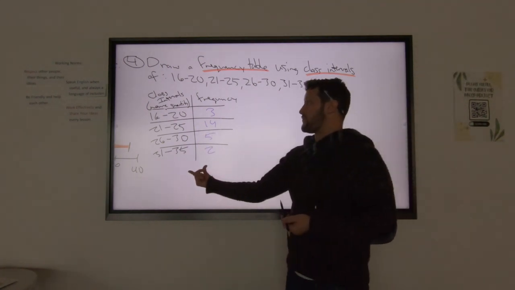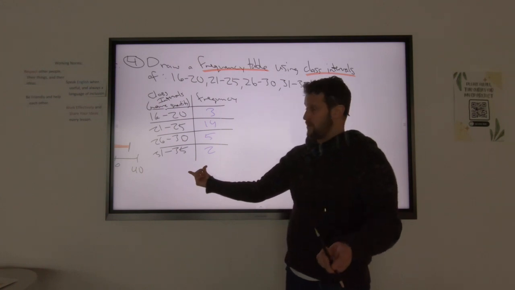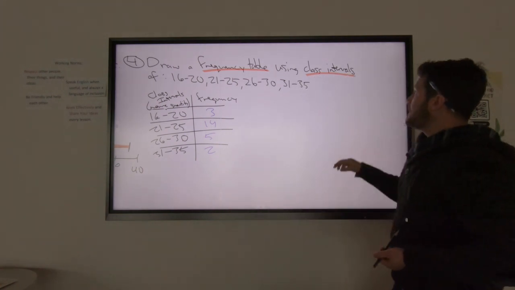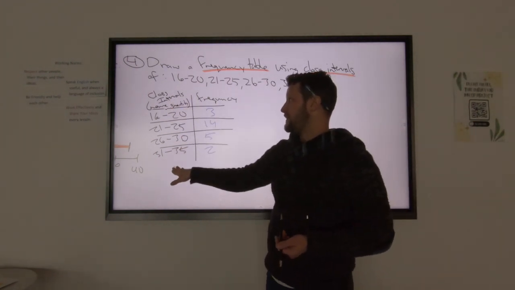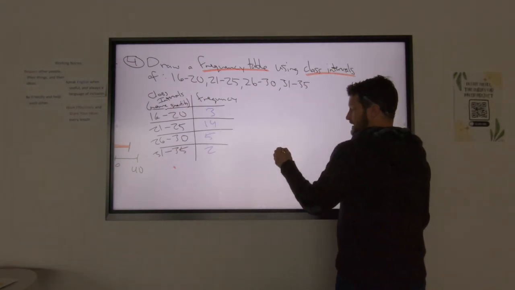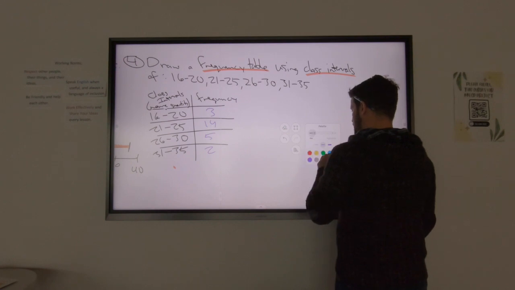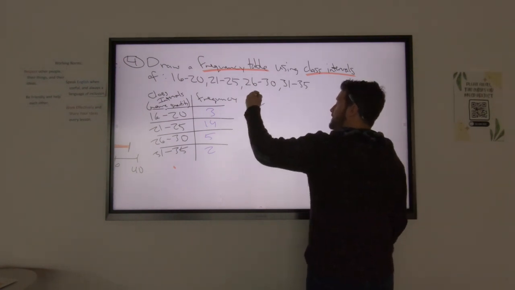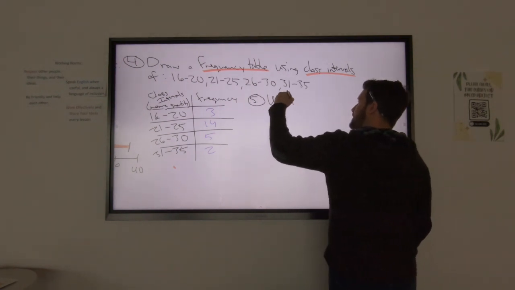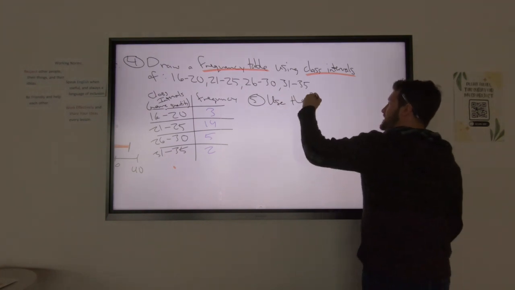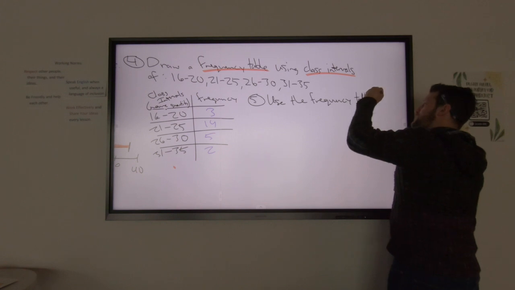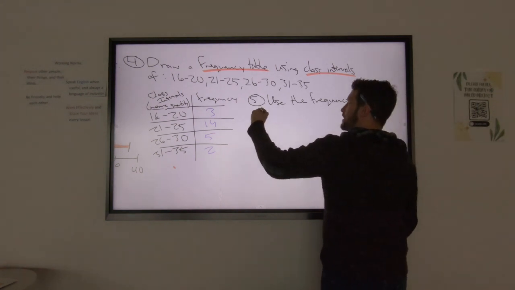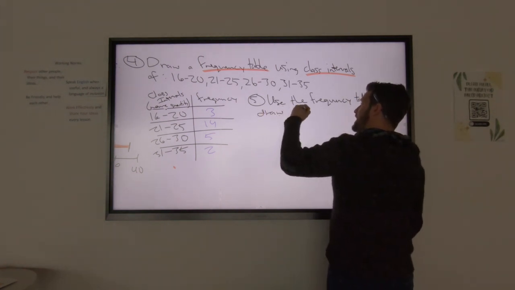This is a frequency table because it's a table that shows frequency. And it has class intervals. Those class intervals are how we split up the data. Next thing, let's go 5. Use the frequency table to draw a histogram.